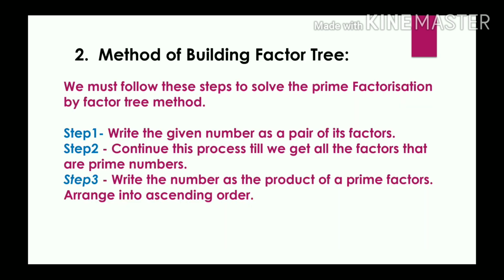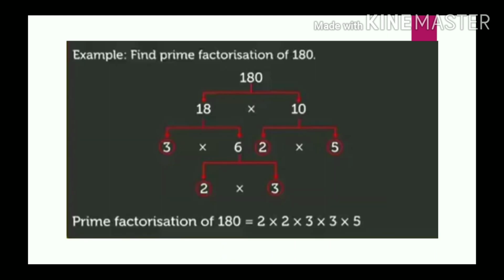Second method, building a factor tree. We must follow these steps to solve the prime factorization by the factor tree method. Step 1. Write the given number as a pair of its factors. Step 2. Continue this process till we get all the factors that are prime numbers. Step 3. Write the number as the product of its prime factors arranged in ascending order. Let's see with an example.